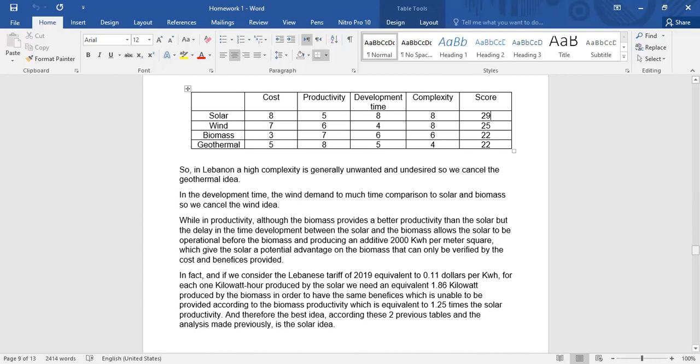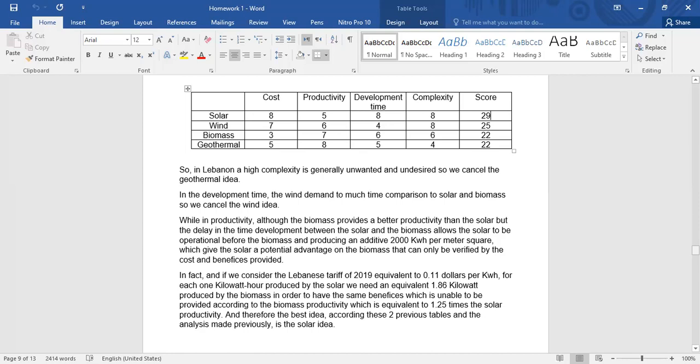In production, although the biomass provides better production than solar, the delay in development time between solar and biomass allows the solar to be operational before the biomass and produce an additional 2,000 kilowatt hour per meter square for the same lifetime. This gives the solar a potential advantage over biomass, which can only be verified in costs and benefits provided.